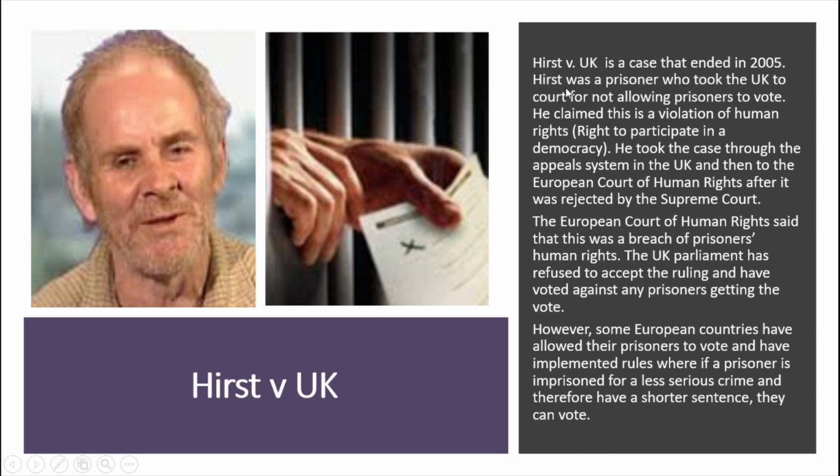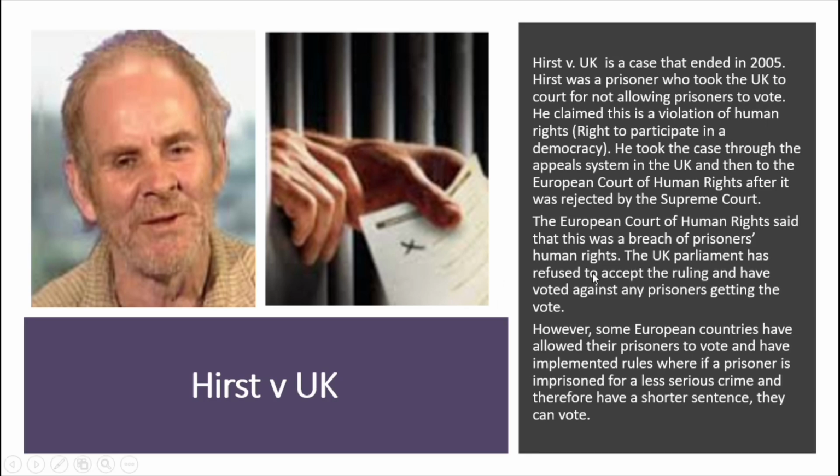Hirst was a prisoner who took the UK to court for not allowing prisoners to vote. He claimed this is a violation of human rights, the right to participate in a democracy. He took the case through the appeal system in the UK and then to the European Court of Human Rights, after it was rejected by the Supreme Court. The European Court of Human Rights said that this was a breach of prisoners' human rights.